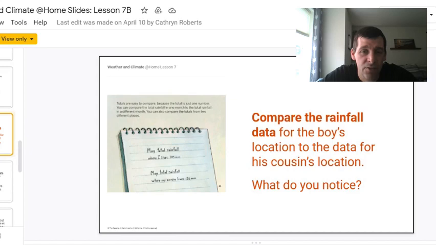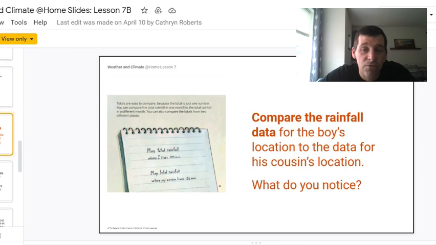Well, when we're comparing the rainfall data for the boy's location, what we end up doing here is we add them all together. We use the totals from two different places. We're thinking about the total over a particular amount of time, because really it's not about whether it rains every single day or just a little bit here and there. We're looking at the total amount that happens. And that's generally how we go about comparing the rainfall data for a particular place.